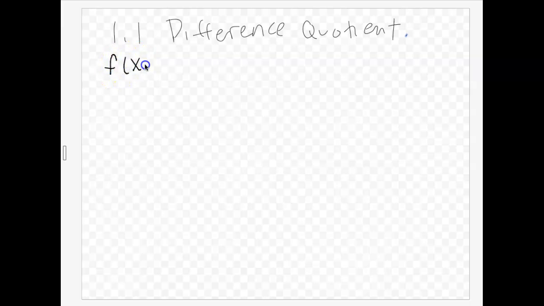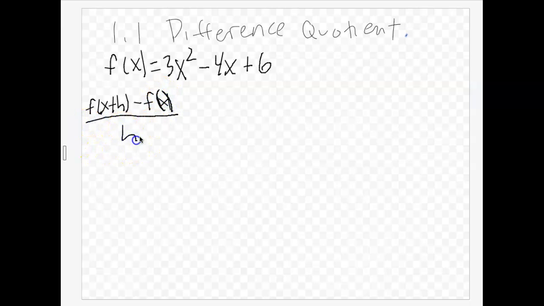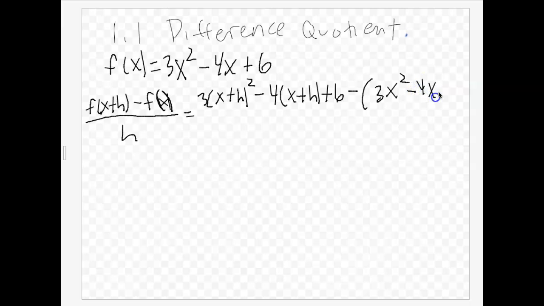Suppose we have f of x equals 3x squared minus 4x plus 6. Let's find the difference quotient. So f of x plus h minus f of x, all over h. This will equal 3 times x plus h squared, still plugging in x plus h, so minus 4 times x plus h plus 6, minus the whole function. So we're subtracting the whole thing, all over h.